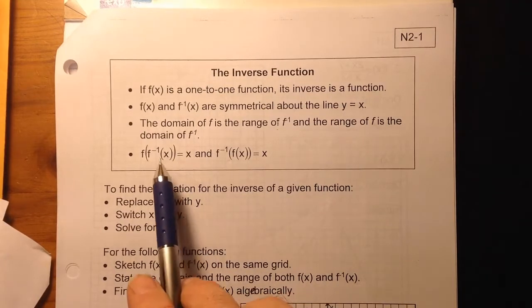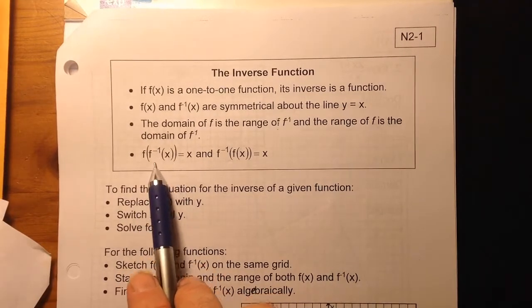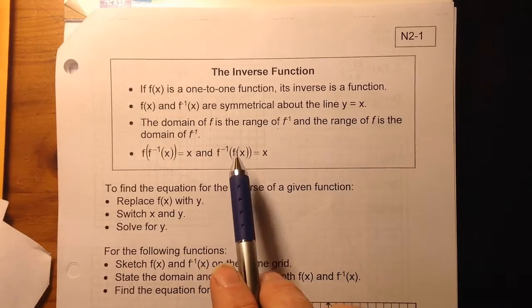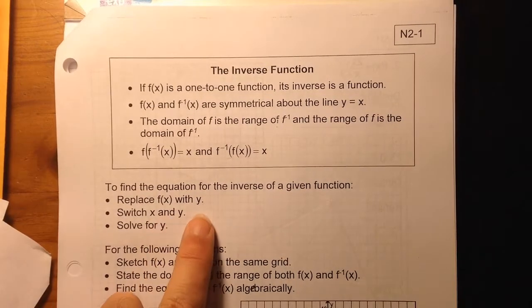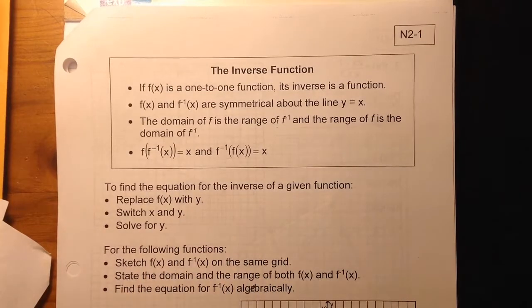Last, and this will become more important later, f of f inverse of x equals x, and f inverse of f of x is equal to x as well. So if I have an equation and I want to find the inverse, this is what I do. I replace f of x with y, so I'll have y equals something with x in it. We switch all the x's and y's. All the y's become x's, all the x's become y's, and then we solve for y. And that resulting function will be your inverse function.